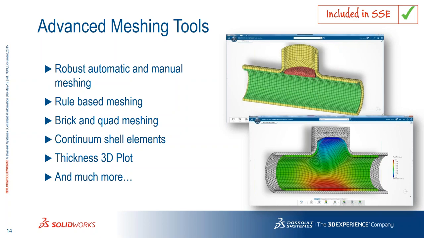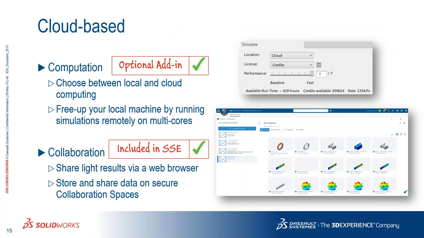Also, we can have hex mesh, so brick and quad and so on, and you will see the precision of the hex mesh. And this new feature is called continuum shell element, which is basically shell mesh, but with a 3D thickness. So you can also plot the thickness, and after the simulation, you can get the real thickness on the part. Very interesting in a situation like this, with a part that is hydroformed, for example, and much more that we don't have time right now to dig into.